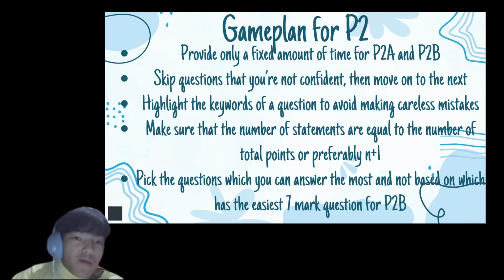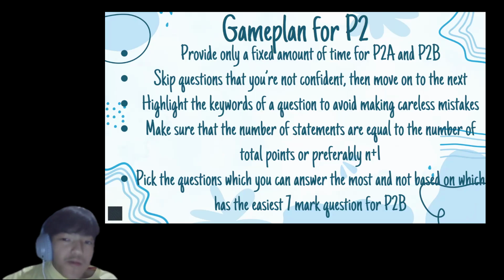Moving on to the game plan for paper two. Again, same: provide a fixed amount of time for both sections. Otherwise, you're going to lose marks. Skip questions that you're not confident in, and then move on to the next. Make sure to highlight the keywords again to avoid careless mistakes.